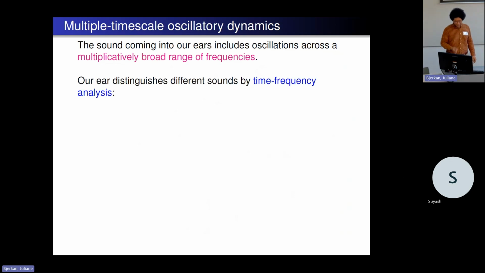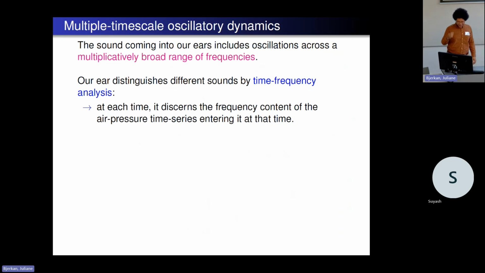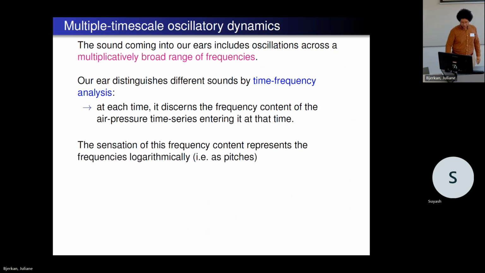Our ear distinguishes different sounds by time frequency analysis, which means at each time it discerns the frequency content of the air pressure time series entering it locally around that time. Now, the sensation of this frequency content that the ear discerns represents these frequencies logarithmically, i.e. as pitches. We hear differences in pitch, not differences in frequency.